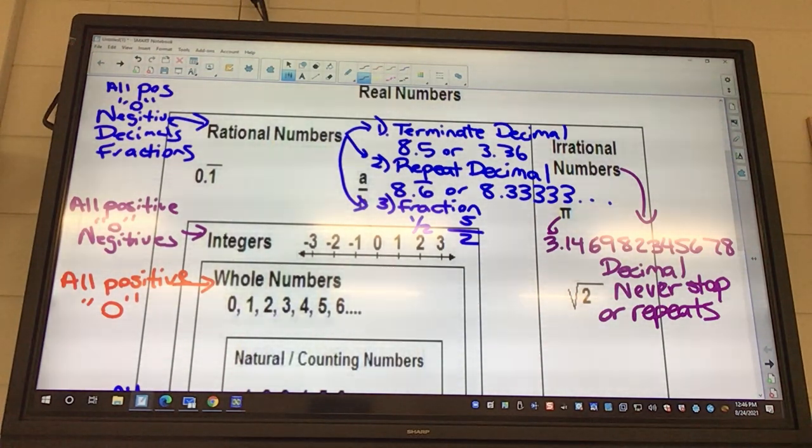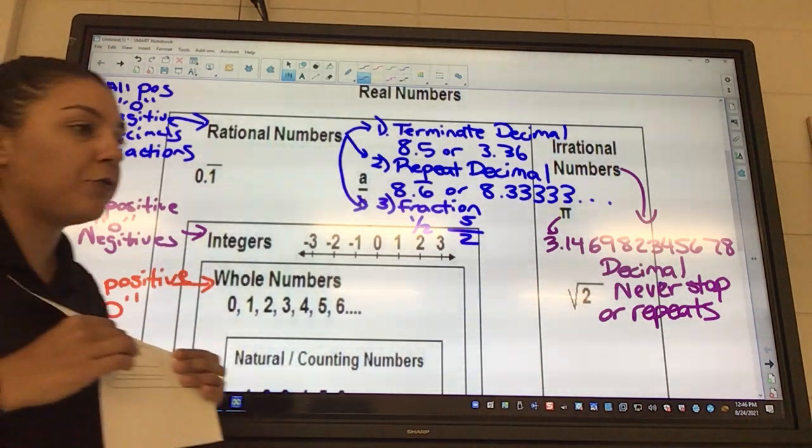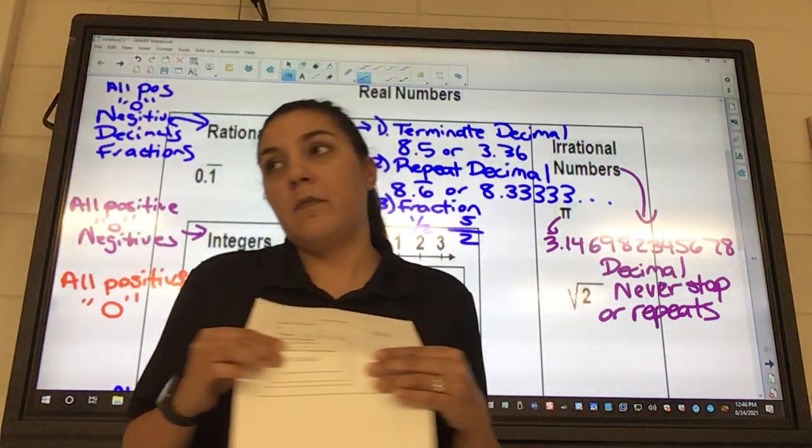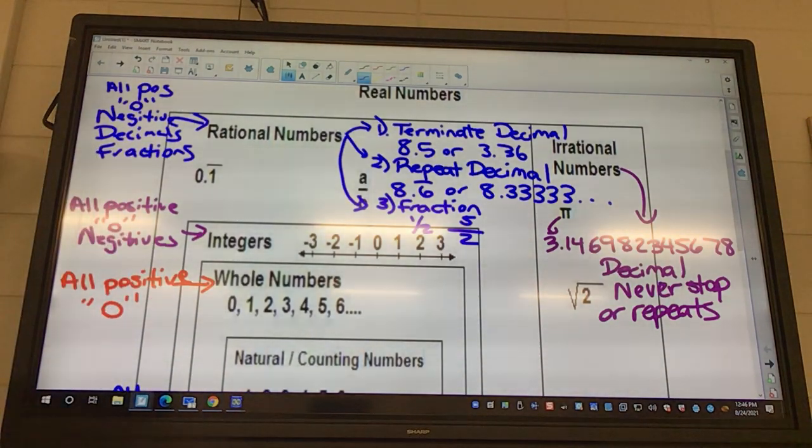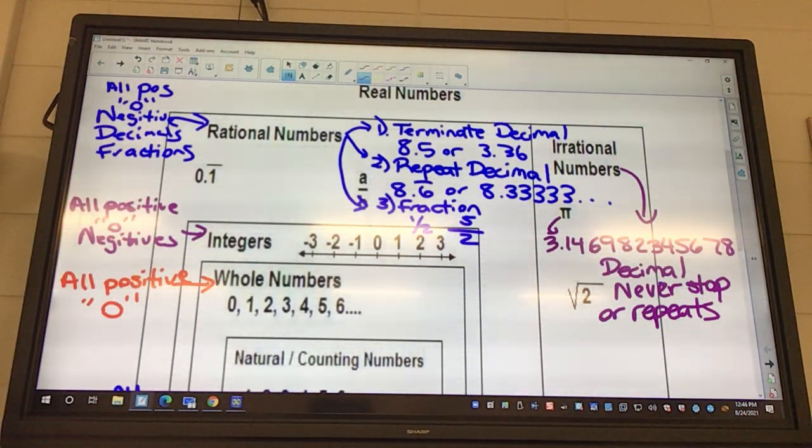If I said the number 3, is 3 a natural number? Yes. So as soon as I say yes, then it's also whole, it's also an integer, it's also rational. What about 0? Is 0 a natural number? No. Is it a whole number? Yes, which means yes, it's an integer, yes, it's rational. As soon as you say yes, everything above it is a yes. That's where we start from the inside box.